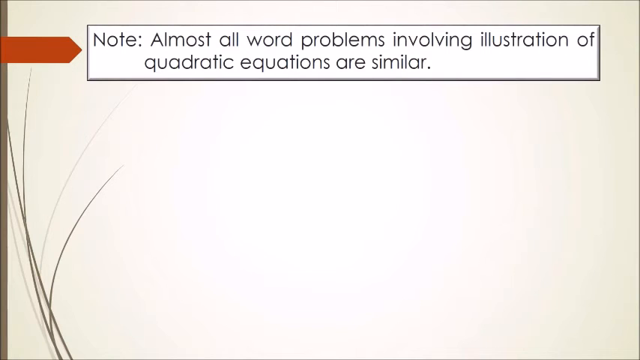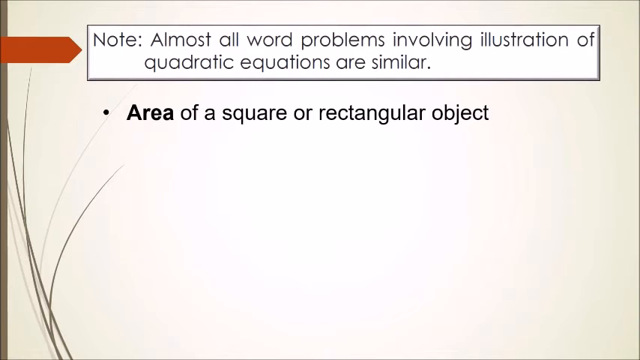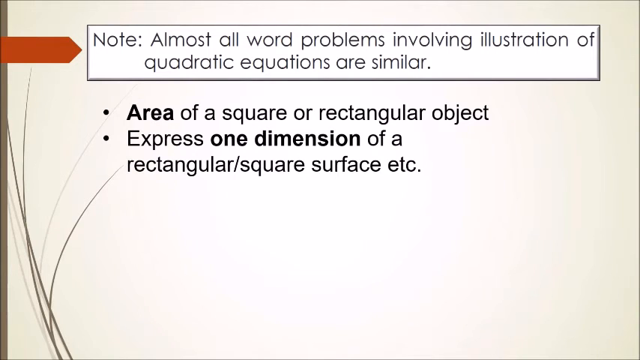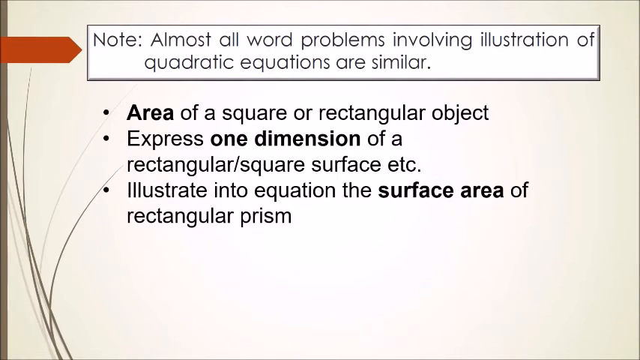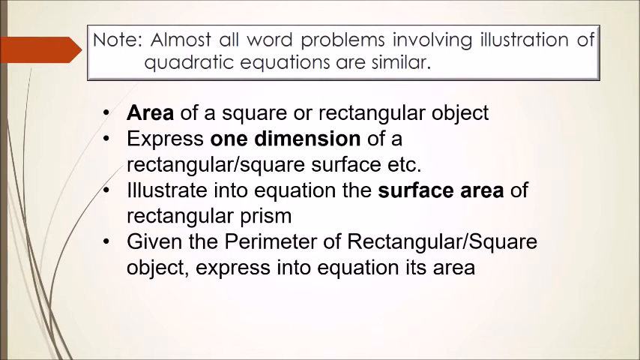Take note also that almost all word problems involving illustration of quadratic equations are similar. Ibig sabihin nito, madali lang sa atin i-determine na kung ang hinahanap halimbawa ay area ng square o ng rectangle, meron ng kinalaman ang quadratic equation. O kaya ay pag i-express tayo ng one dimension ng rectangular o kaya square surface areas, alam na nating gamitin ang quadratic equation. Gayon din kapag nag-illustrate tayo in the equation of surface area of rectangular prism, o kaya ay kapag ang given ay perimeter ng rectangular or ng rectangle or ng square objects at express natin into equation. At marami pang iba. So almost the same ang mga ito.